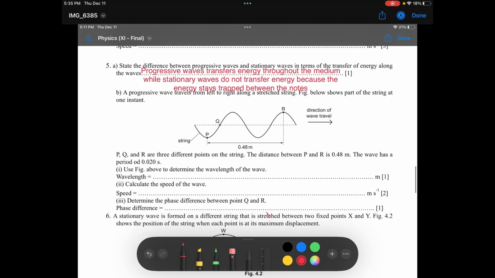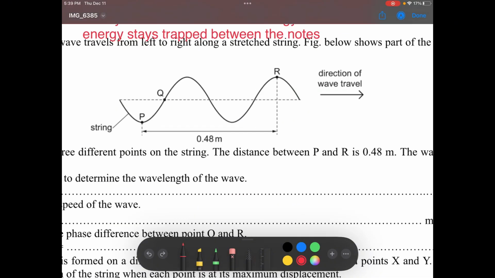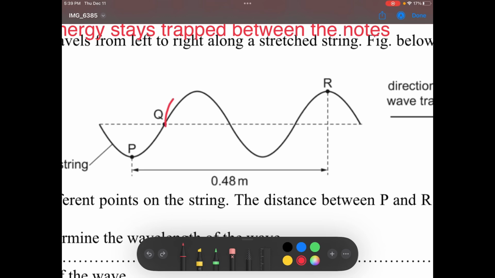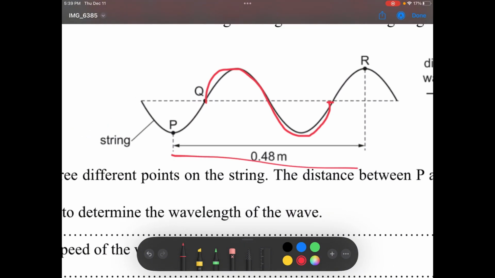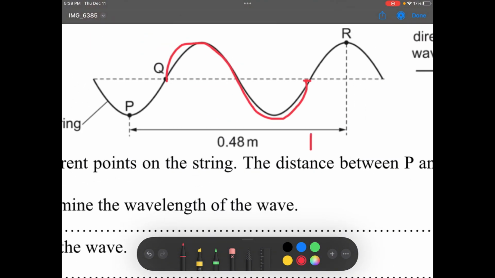B. A progressive wave travels from left to right along a stretched string. The figure below shows part of the string at one instant. P, Q, and R are 3 different points on the string. The distance between P and R is 0.48 meters. The wave has a period of 0.020 seconds. The wavelength here is shown from Q to this point here. We have the distance from P to R, which is 1.5 waves.